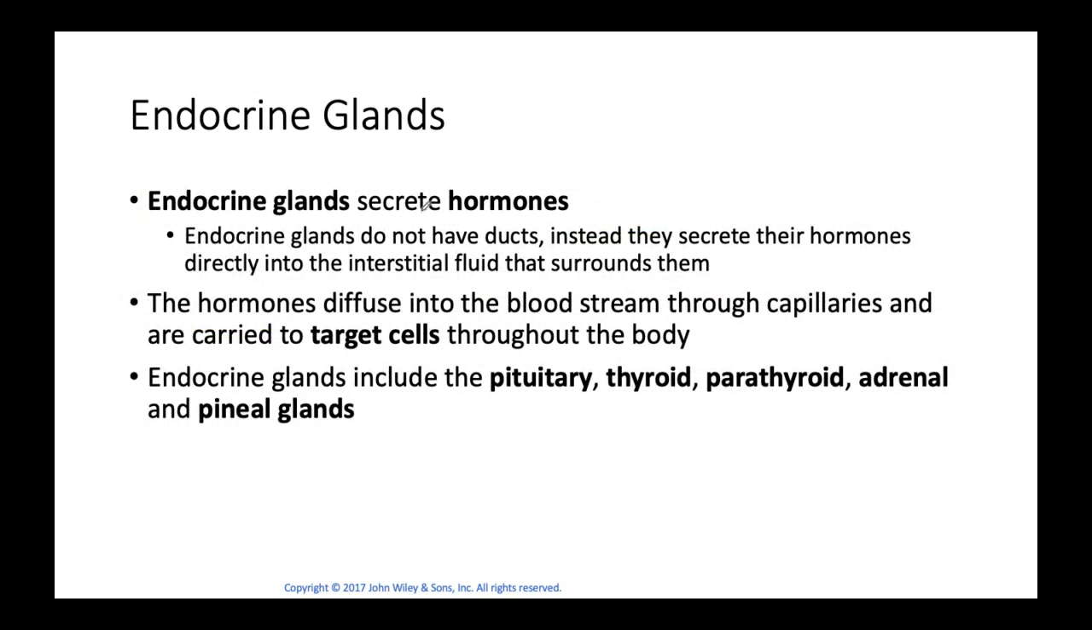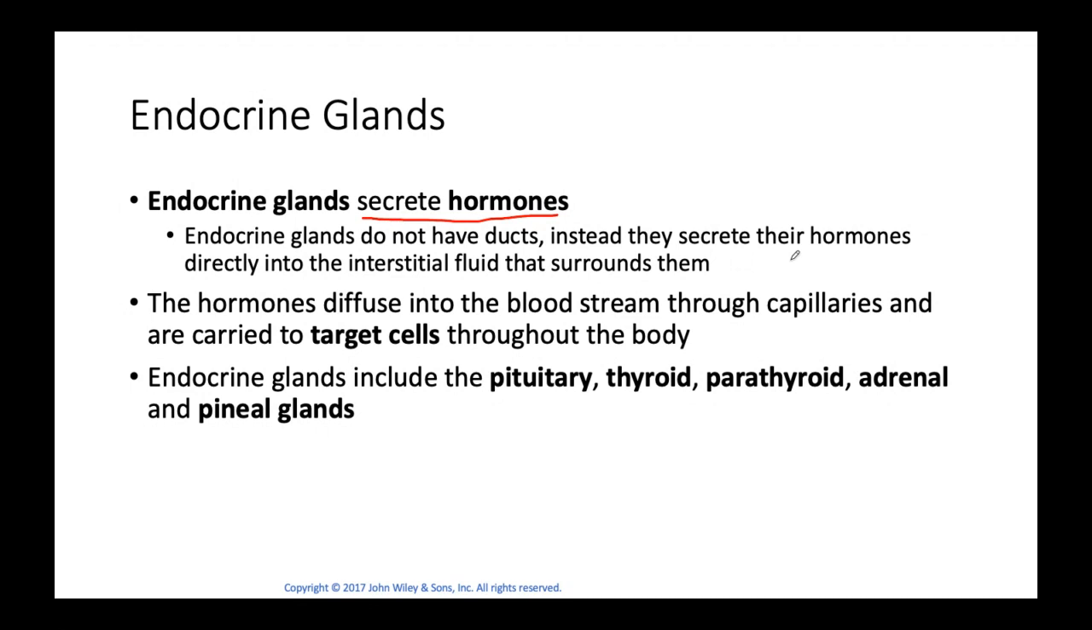Endocrine, on the other hand, these are going to secrete hormones. Endocrine glands do not have ducts. Instead, they're going to secrete their hormones directly into interstitial fluid that surrounds them. And then the hormones are going to diffuse into the bloodstream through capillaries, and then they're going to be carried to the target cell throughout the body.